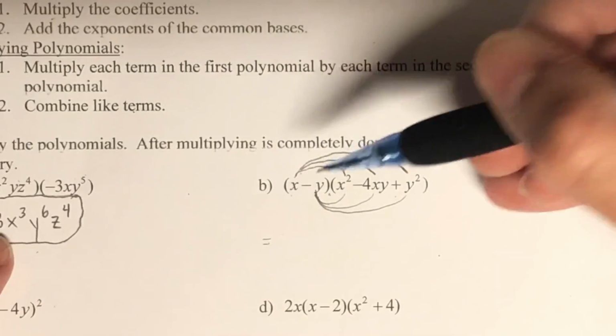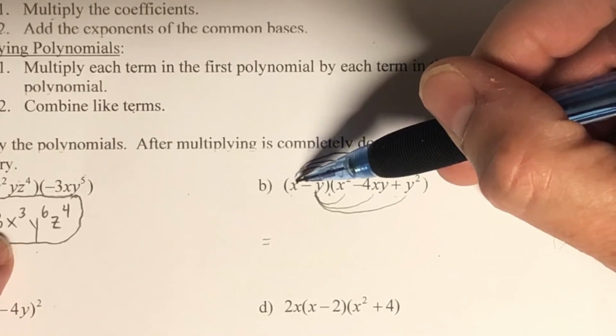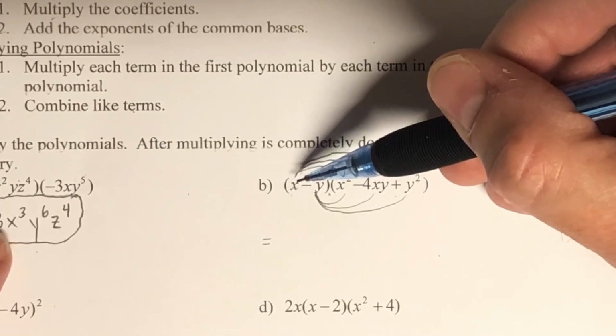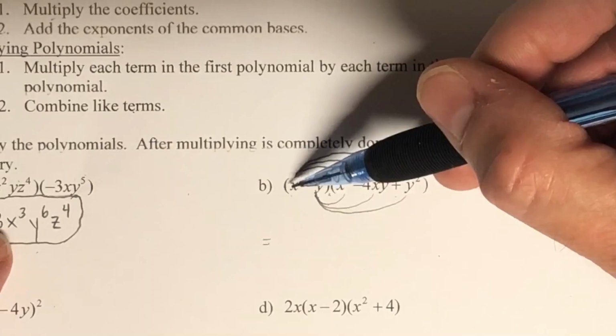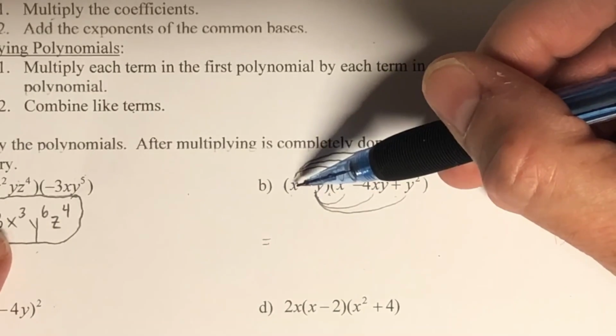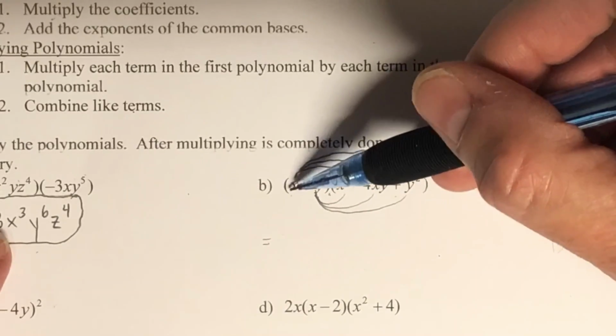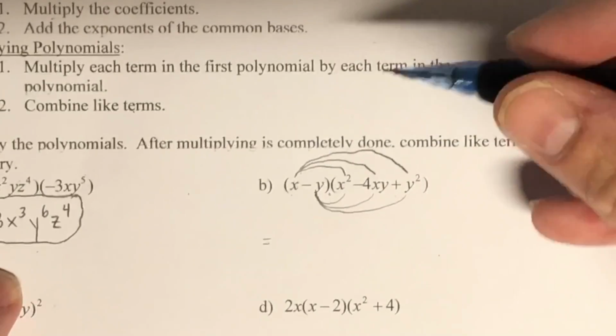So let's do the 3 multiplications with the x. We have x, which is 1x. Remember when there's no number visible in front of the x, that means positive 1 or negative 1. But because this is positive, it's going to be positive 1x.